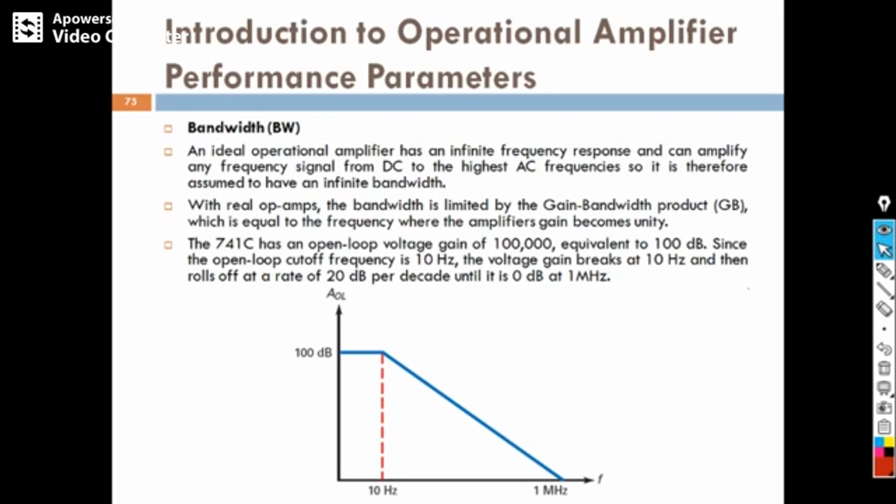Now what is the bandwidth? Bandwidth is nothing but the range of frequency over which my amplifier works. I repeat, bandwidth is nothing but the range of frequency over which my amplifier works. If you take any amplifier, can it work over any frequency? The answer is no. Any amplifier will work only in a particular frequency range, and that is called the bandwidth. Now this frequency range is related to the gain.